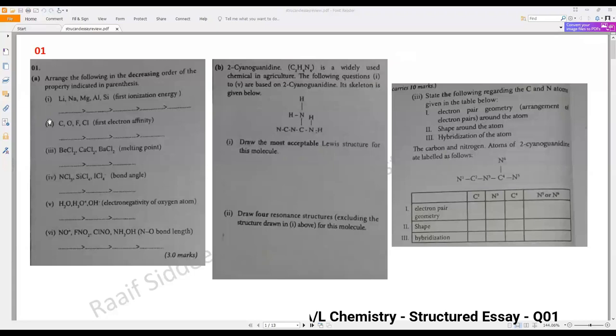So mainly I will repeat very briefly the first one. Here, for first ionization energy, lithium and sodium will be the lowest. Then you have to compare with magnesium, aluminium and silicon, which are in the same period as well. So sodium will be the lowest one, then lithium. And then you can compare with magnesium, aluminium and silicon.